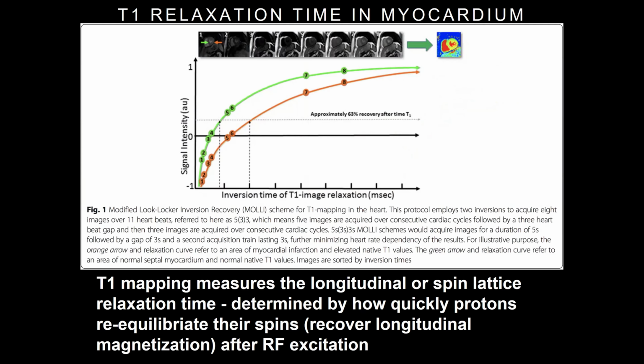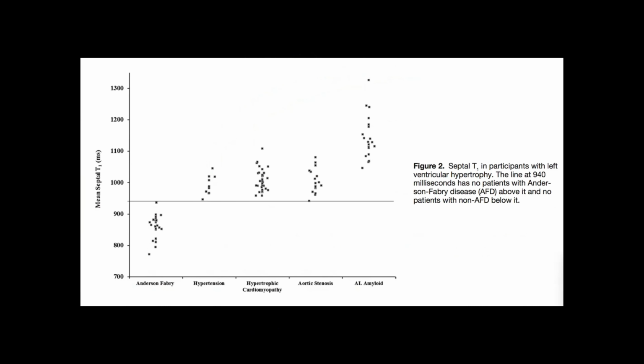T1 mapping measures the longitudinal or spin-lattice relaxation time, determined by how quickly protons re-equilibrate their spins, or recover longitudinal magnetization after RF excitation. Obviously, different pathologies affect myocardial T1 in different ways. T1 mapping is a sophisticated way of detecting myocardial pathology before it manifests on our previous methods of myocardial characterization, for example late gadolinium enhancement, and also potentially tease out what that abnormality might be.